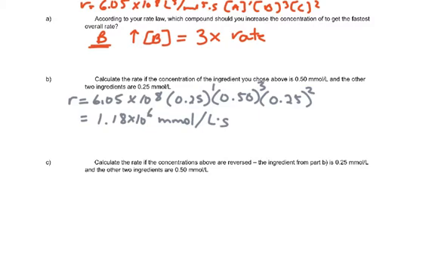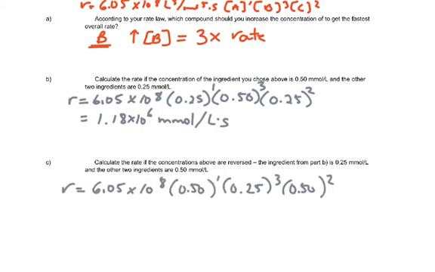Nothing fancy there. All right, part C is calculate the rate if the concentration above was reversed, and the ingredient from part B is 0.25, and the other two ingredients are 0.5. All right, let's substitute and solve. The 0.25s will become the 0.5, and the 0.5 will become the 0.25. Let's find out what happens. And the answer is, it's the same answer.